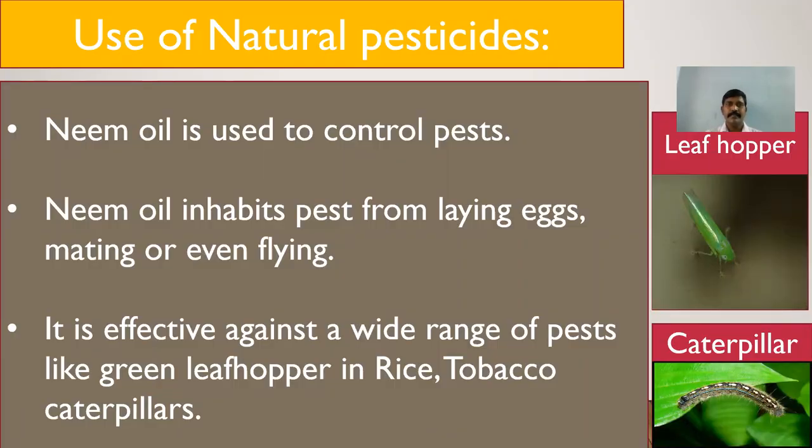Another method, what is this method? Use of natural pesticides. Neem oil is used to control pests. Neem oil inhibits pests from laying eggs, mating, or even flying. When we spray neem oil on our crop, whatever insects are there can't lay eggs and can't even fly. It is effective against a wide range of pests like the green leafhopper in rice and tobacco caterpillars. This is the leafhopper and this one is the caterpillar. To control these also, neem oil is helpful.